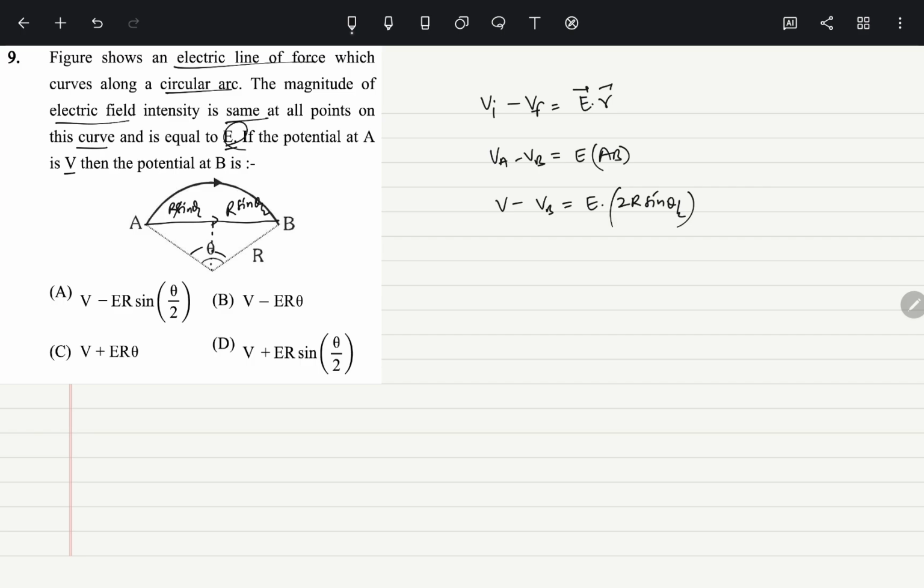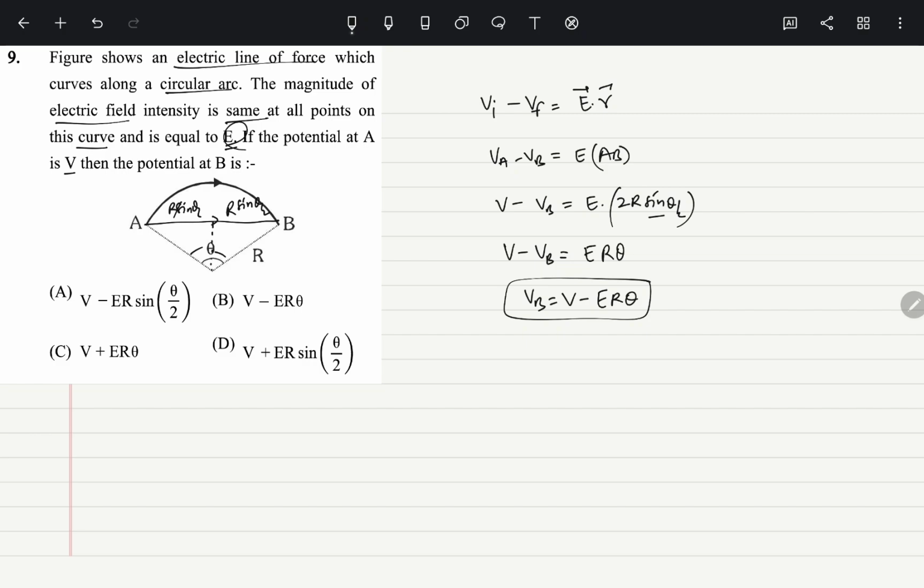And we can assume theta is small, because you can see the theta is very small here. So if we take theta as small, it will become theta by 2, so ER into theta, so VB is equal to V minus ER theta. That could be one approach. The potential at B is V minus ER theta.